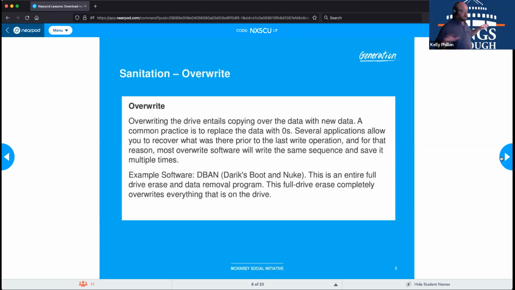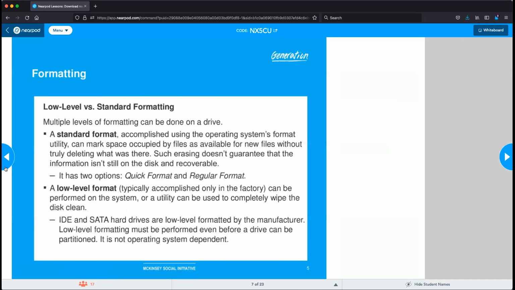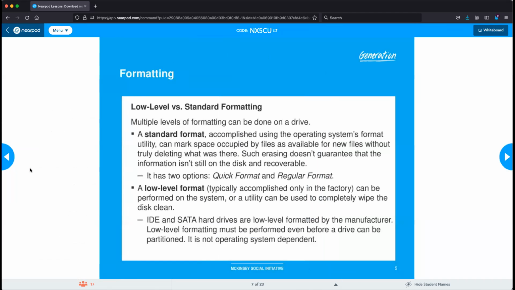All right, are we clear on sanitation and formatting? Any questions? I have one. Yes, Melody. For formatting, when you say low level, that's like bringing it back, quote unquote, to its factory settings, the drive? It's basically like it came right off the factory floor.